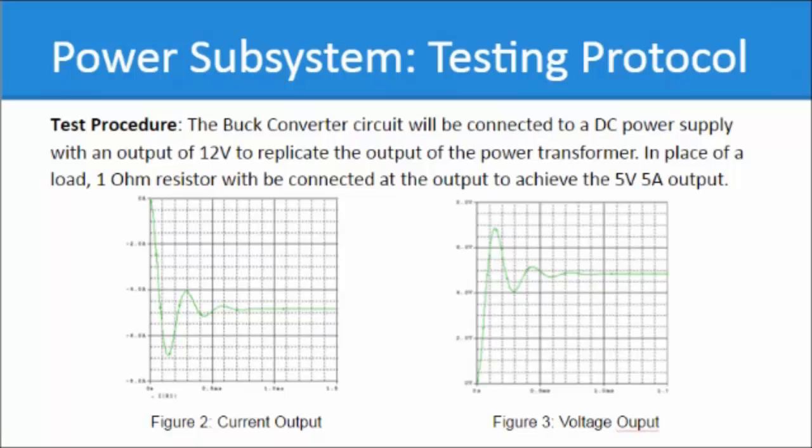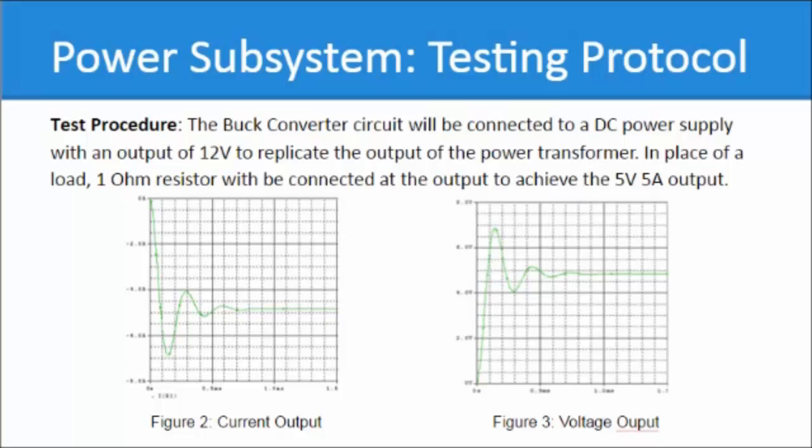In order to test the power supply subsystem, the buck converter circuit will be connected to a DC power supply with an output of 12 volts to replicate the output of the power transformer. In place of a load, a 1 ohm resistor will be connected to the output to achieve the 5 volt 5 amp output. This test is important because it proves that the subsystem can achieve its goal of being able to meet the power requirements of the project.